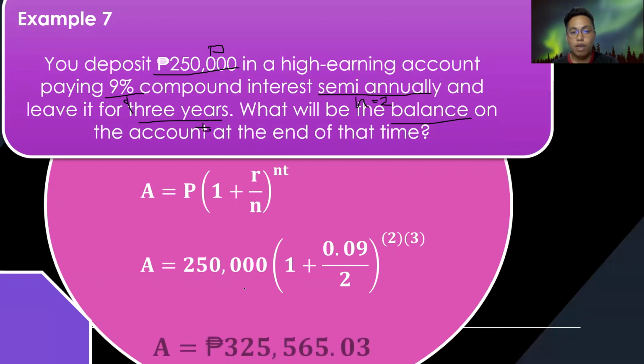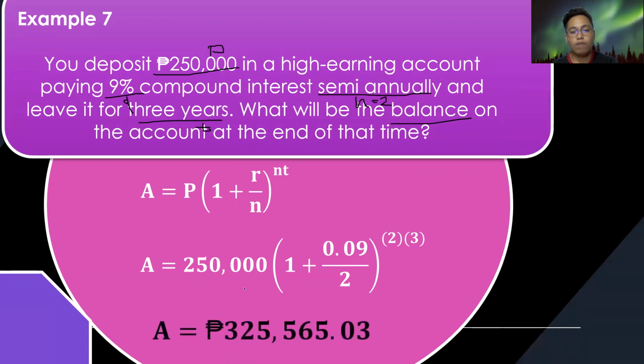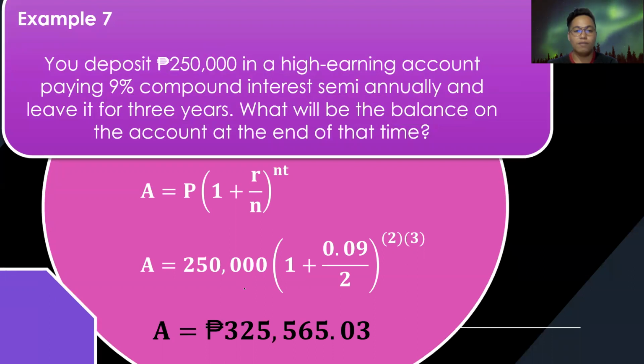So the answer will be 325,565 pesos and 3 centavos. After the end of 3 years, the deposited money of 250,000 pesos will become 325,565 pesos and 3 centavos. We just have to subtract to get the interest, right? Okay. So that's the context itself.